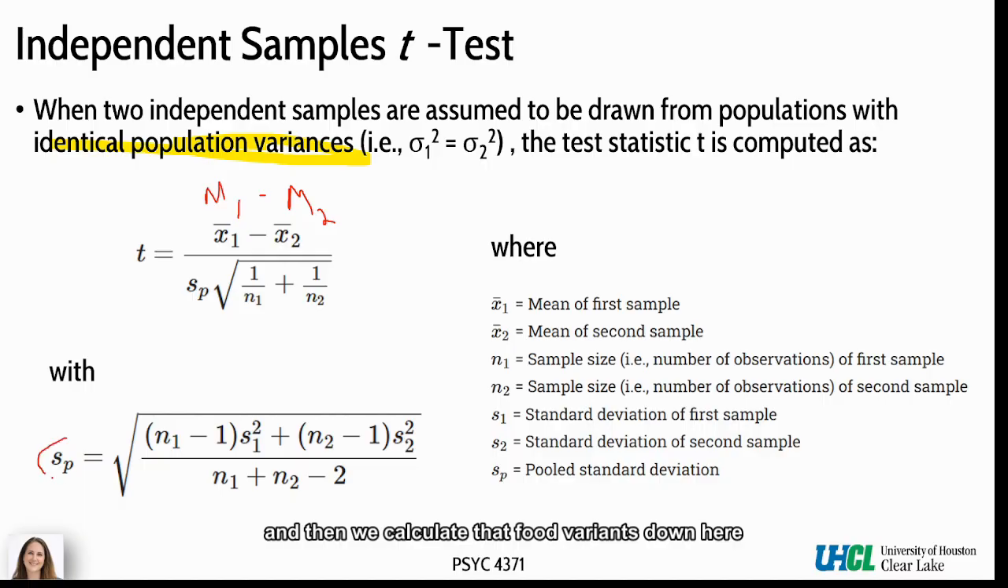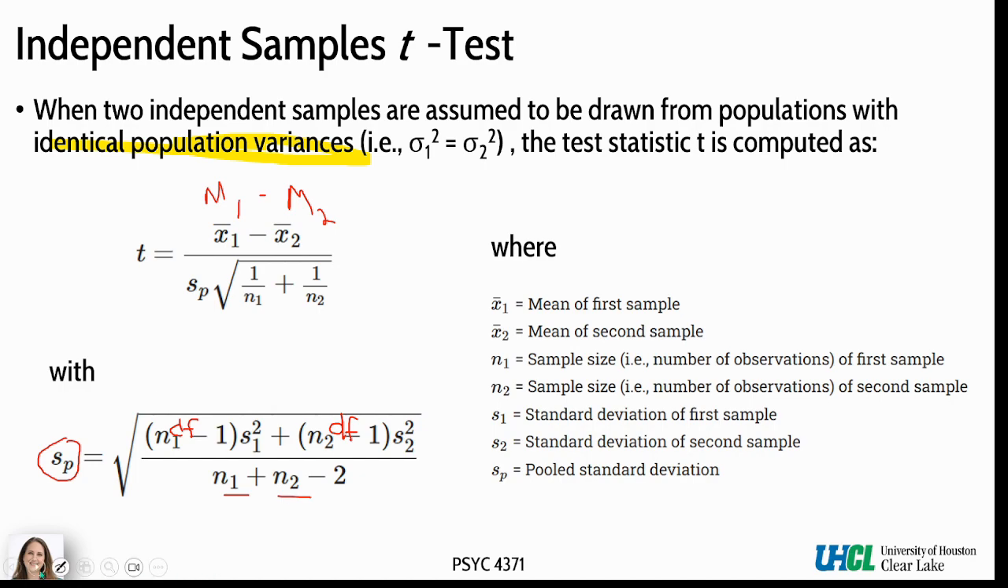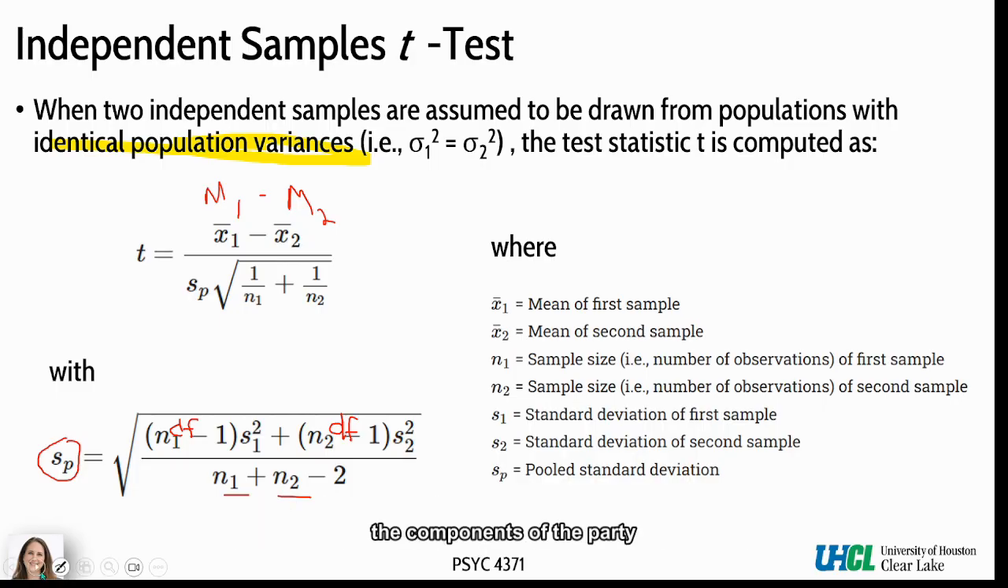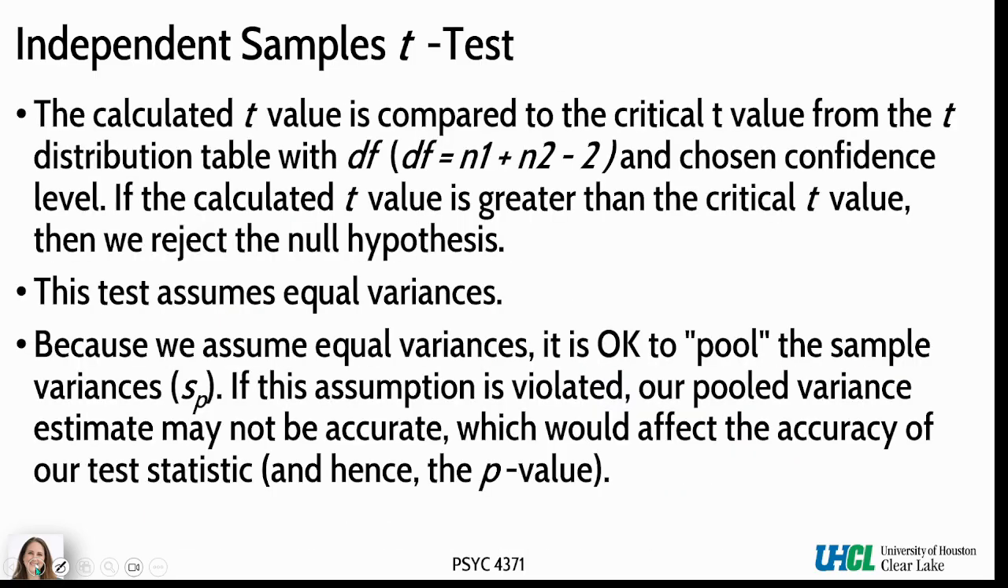Then we calculate that pooled variance down here by taking our degrees of freedom, this was df in the other video, plus the degrees of freedom here, divided by n sub 1 plus n sub 2, and this time we are subtracting 2, so those are our degrees of freedom, and we get the square root of that. Remember, this is what's going on behind the scenes in Jamovi. We're not going to do this by hand, but we do need to understand the components of the formula so that we can understand conceptually what's going on.